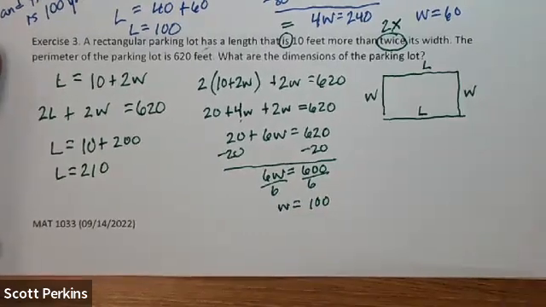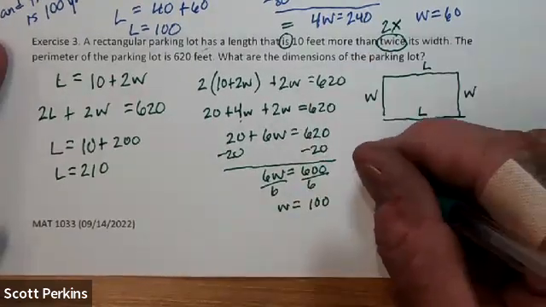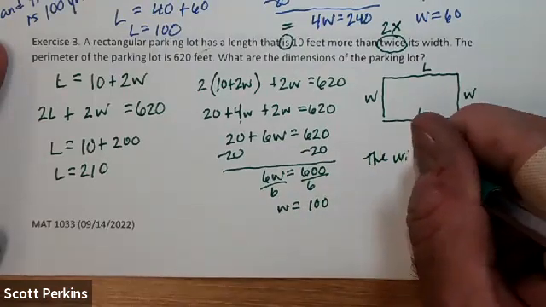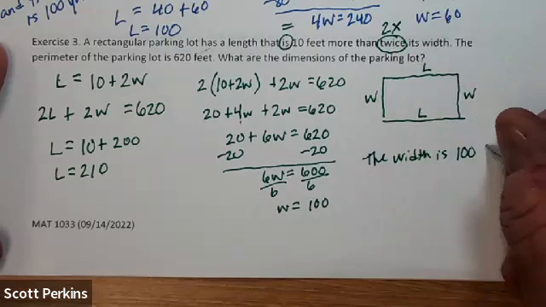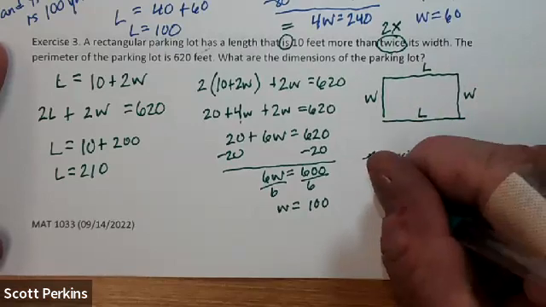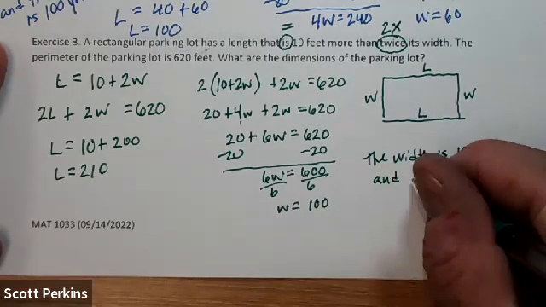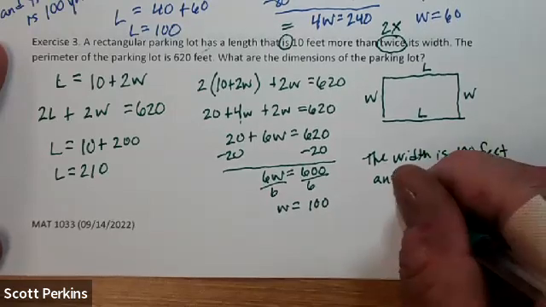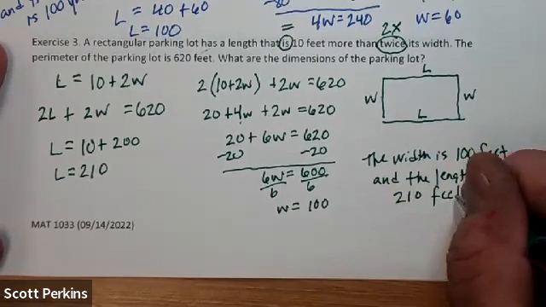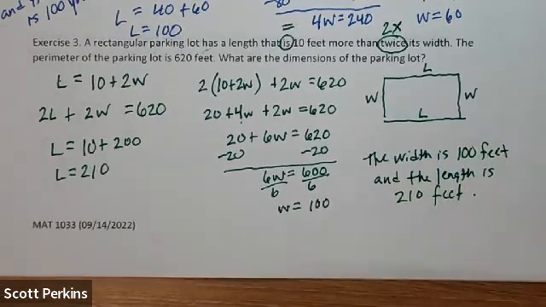Now I'm going to answer the question. The question is, what are the dimensions? So the width is 100, and I think my units here are feet. And the length is 210 feet. All right, we're going to keep practicing this. I've got more problems for us, but before I move on, any question, comment, or concern? Anything you're hung up on here?